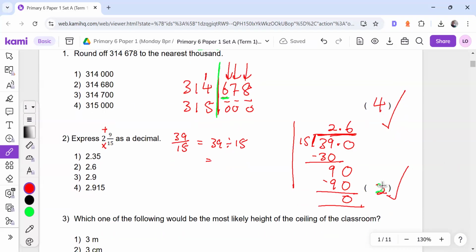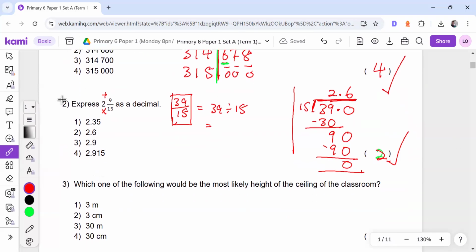So if you have a mixed number and you need to change it into a decimal, just change it to an improper fraction and then divide. Whenever you see a fraction, it is dividing. 39 over 15 is 39 divided by 15. Later on, there's one more question on this. I think you may have a mistake if you don't know how to do number 2.